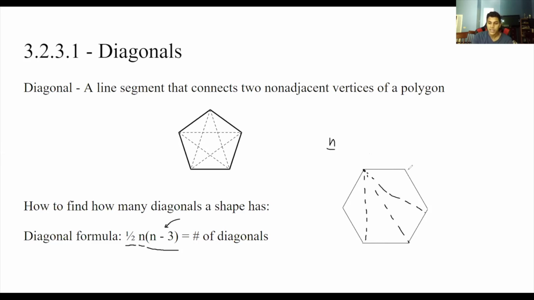And the reason why is because out of the 6 vertices, 3 of them are non-adjacent. 1, 2, 3. 2 of them are adjacent, which means you can't create a diagonal with these 2, and 1 of them is itself. And this applies to every single vertice in a polygon. They're always going to be able to create as many diagonals as there are vertices minus 3, or minus the 2 that are adjacent and the 1 that is itself. So therefore, n minus 3 represents how many diagonals each vertice can create.